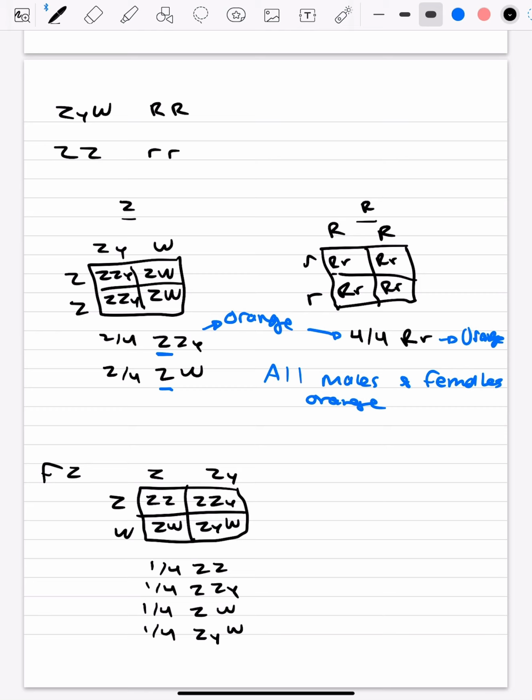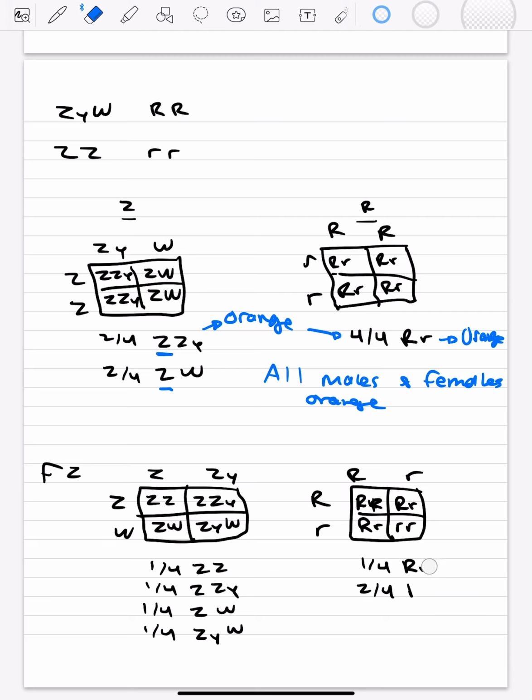Now we also have to do the same for the R locus. All the individuals have the heterozygous genotype at the R locus, so it's going to be big R, little r, crossed with another big R, little r. We're going to end up with 1 out of 4 of them being big R, big R, 2 out of 4 of them being big R, little r, and 1 out of 4 of them being little r, little r.